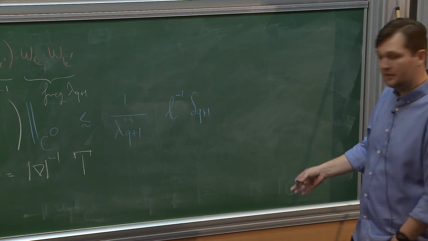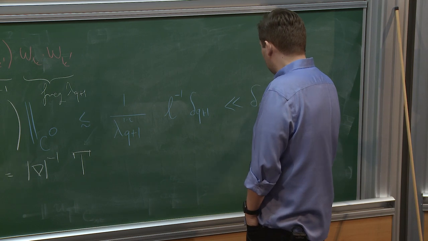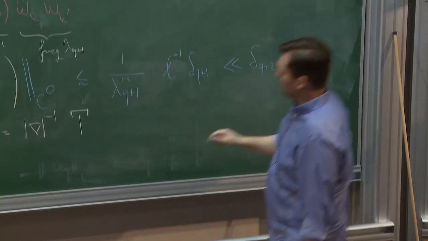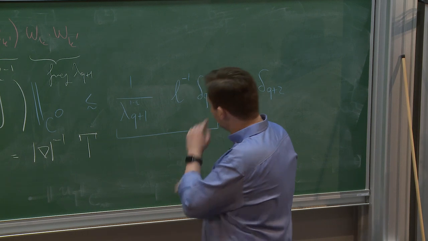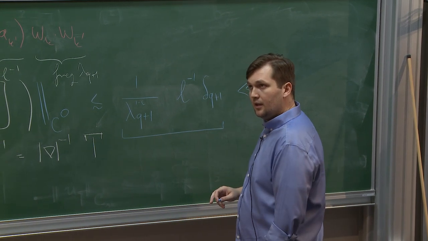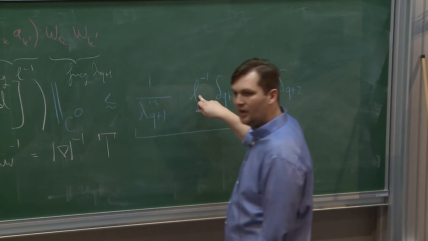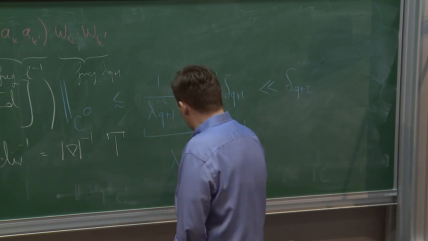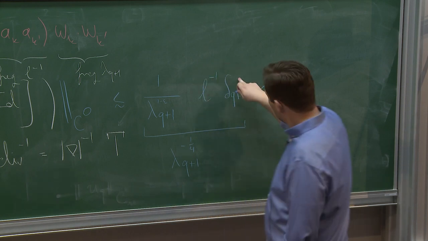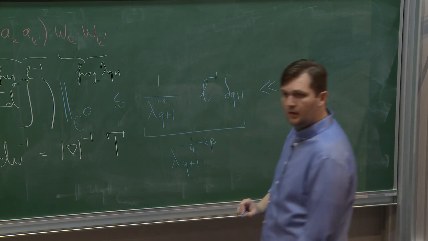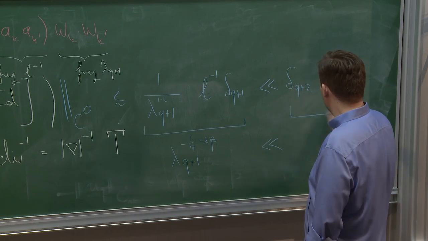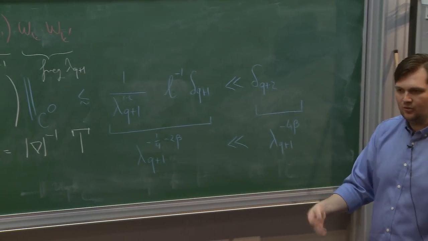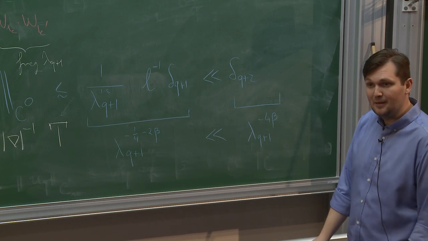Question, is this good enough? Is this less than delta Q plus 2? So let's check. And the answer is yes, it is, because this is equal to, so L inverse is lambda Q plus 1 to the 3 quarters, minus 1 is minus a quarter, minus 2 beta, and is this much less than this, which is lambda Q plus 1 to the minus 4 beta. I keep on using that B is 2. And the answer is, well, of course, yes, if beta is small.